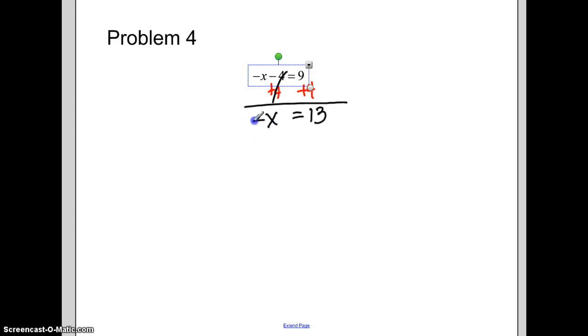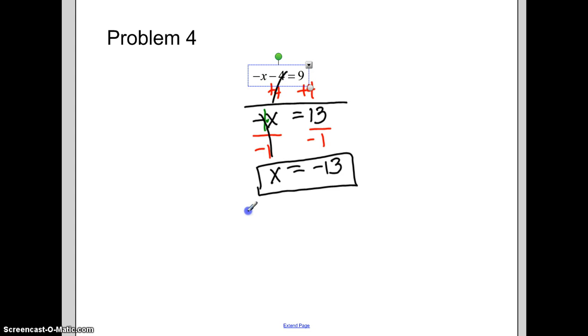Now I'd like for you to think of this negative x as a negative 1x. That's negative 1 times x. It's the very same thing as negative x. So next, do we have a division? No, we do not. Do we have a multiplication? Yes, we do. We have the negative 1 times the x. Let's divide both sides by negative 1. Negative 1 divided by negative 1 is positive 1. So you have a positive x on the left side, and then 13 divided by negative 1 is negative 13 on the right side.